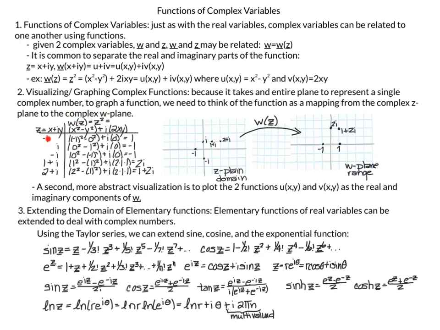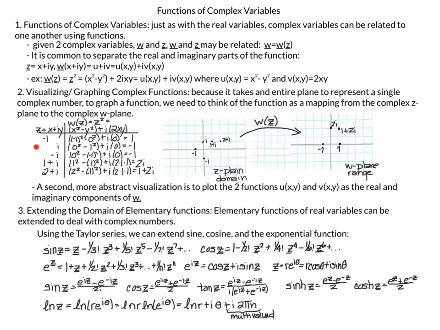So when z is equal to -1, w is equal to 1. So it'll take this -1 point and map it to the point 1. Similarly, z will take i, so i squared is -1, so it'll take this point here, i, and map it to this point here. So it's a mapping. It's not something we can directly graph on a two-dimensional space with two axes. There is a second, more abstract visualization, which is to plot the functions u of x, y and v of x, y as the real and imaginary components of w, but we won't spend much time on this.